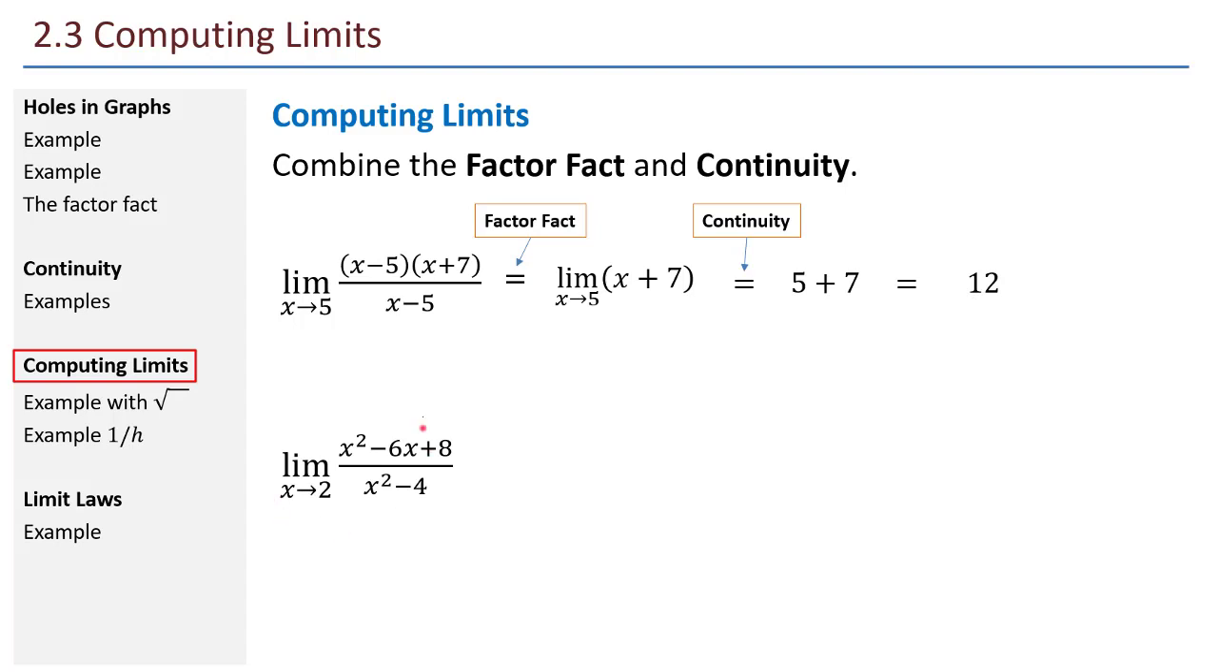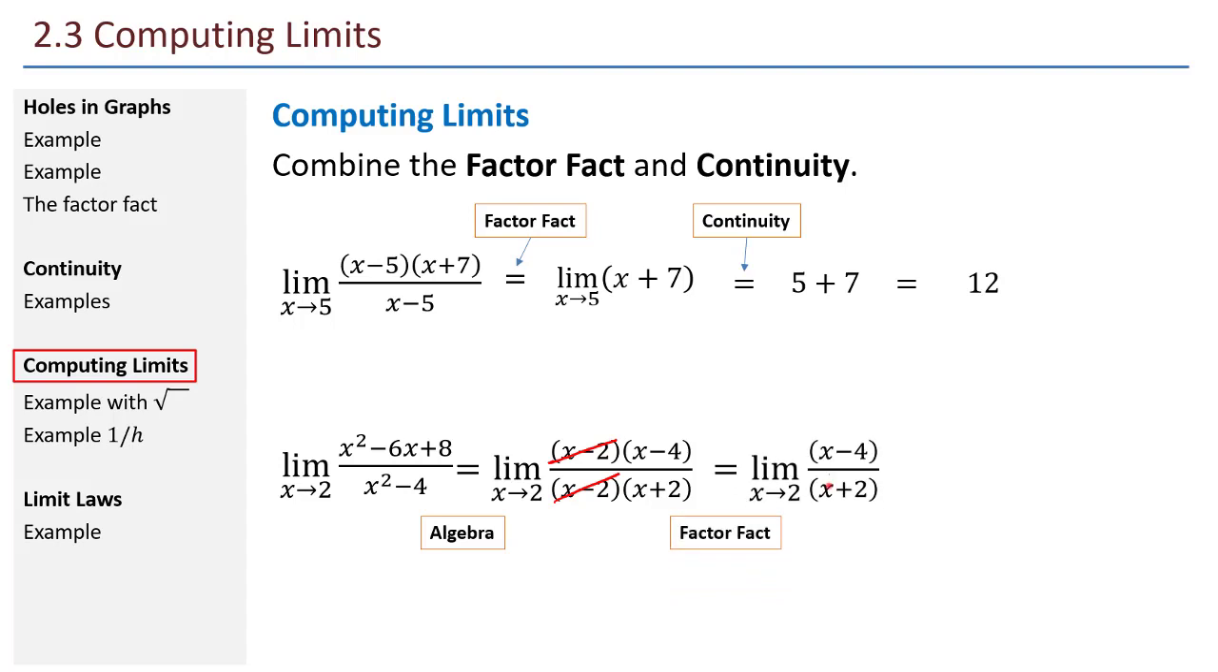Here's another example. The limit as x goes to 2 of that expression. Well, I want to see if there are common factors on the top and the bottom, so let's factor the numerator and the denominator. That's just algebra. Oh, I do see some common factors. x minus 2 appears in both the numerator and denominator. We can cancel those out. I haven't taken the limit yet. I've just simplified the limit problem. That's important to notice when we use the factor fact. I'm not actually computing the limit. I'm just simplifying the limit problem. But now this is a simpler problem.